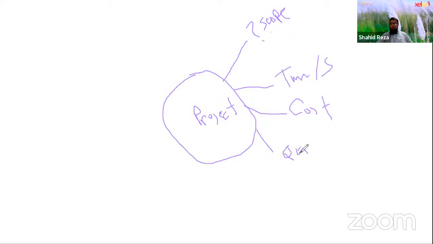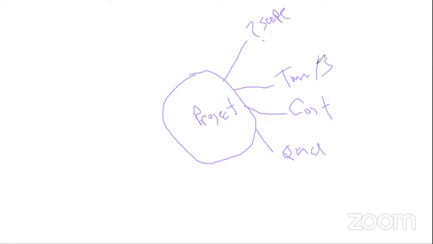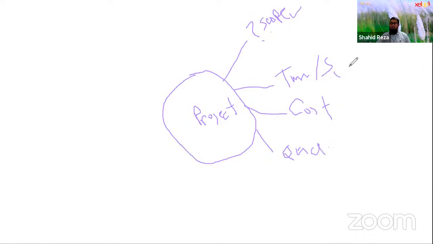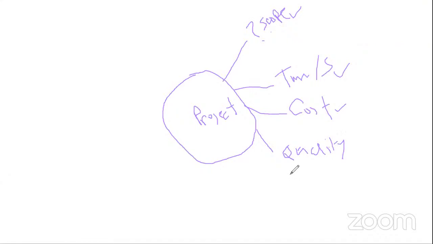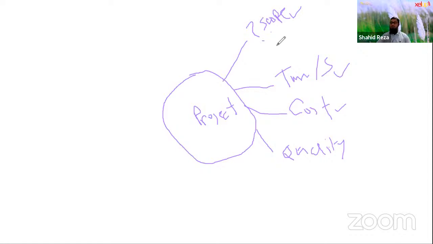Okay, sorry. So the fourth thing is quality. Only doing the scope within the time and within the budget is not enough. We have to deliver a quality product, quality service, right? If you don't provide quality, then that product or service will not be sustainable and the customer will not accept it. So we have to consider the quality part. These four are actually the very technical part of a project.